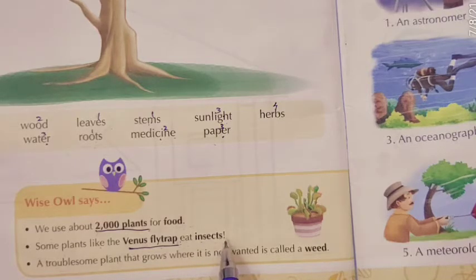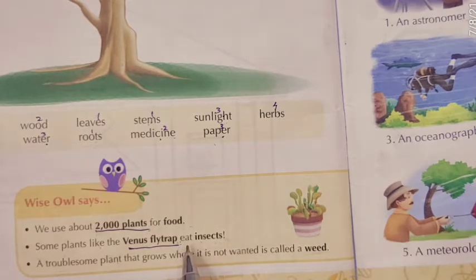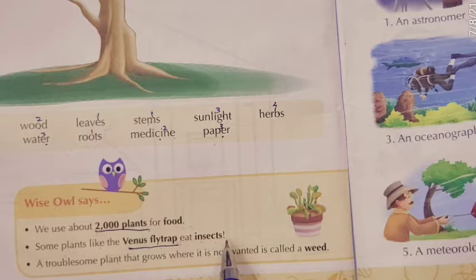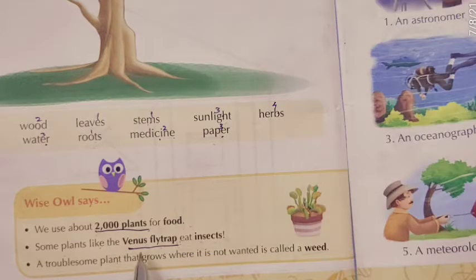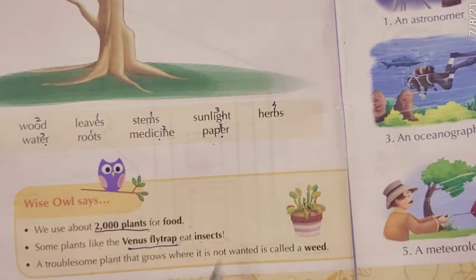Do you believe that? Yes, some plants like the Venus flytrap and pitcher plant eat insects. Those plants are called carnivorous plants. The Venus flytrap leaves have stiff sensitive hairs. When anything touches these hairs, they sense it and close their leaves within a second. Like that they eat the insect. So just underline the words Venus flytrap. Some plants like the Venus flytrap eat insects.